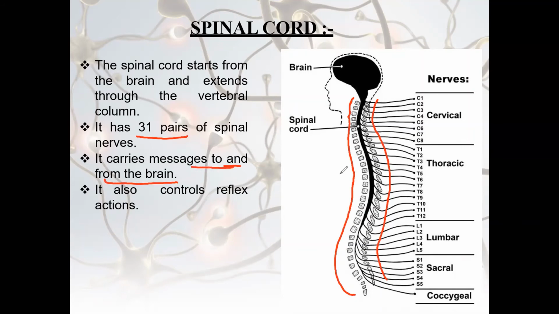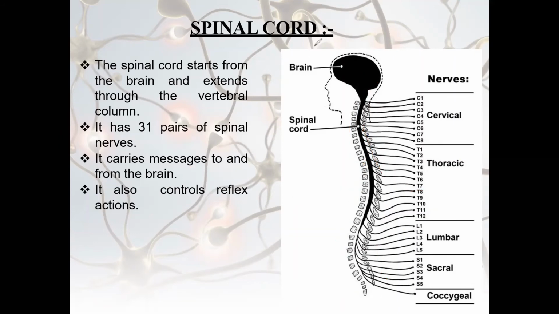So what is its role? From the body, the message reaches the brain. From the brain, it conducts messages to the body. So, to and from the brain. It also controls reflex action. In the next part, we will learn about the reflex action. Right? So this was about the spinal cord.